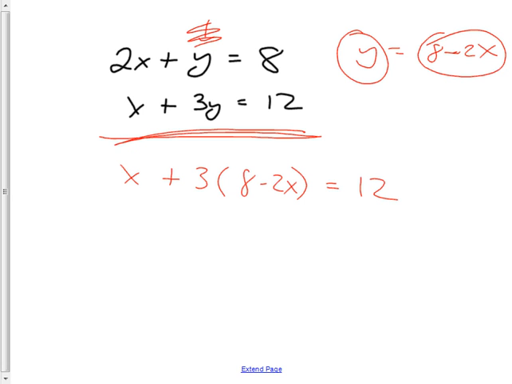Go ahead, solve that. You shouldn't need me to solve that. You can multiply the 3 times the 8 and 3 times the 2. Simplify. Get like terms together. Don't use the calculator yet, Noah.